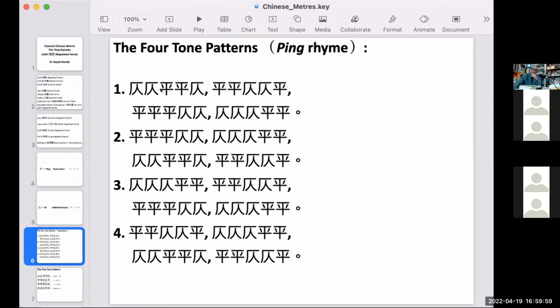So for example, this one: ze ze ping ping ze, ping ping ze ze ping, then ping ping ping ze ze, ze ze ze ping ping. That means this is the second line, and this is the fourth line, ends with ping. Then we know that this is a ping rhymed poem. The same with all the other patterns. There are different patterns, but all, as we can see, the second and the fourth end with ping. Then we know this is ping rhyme.